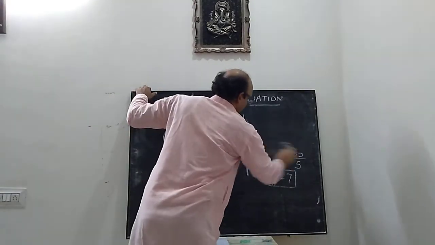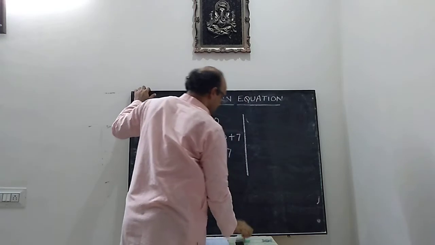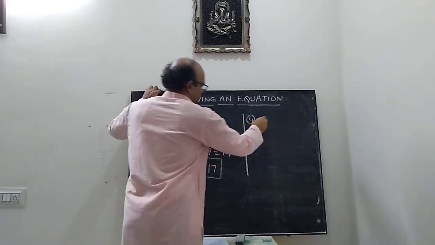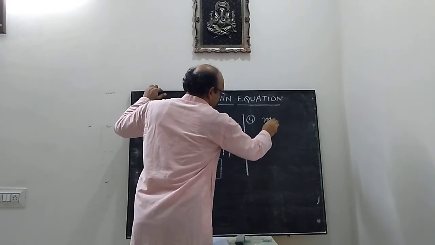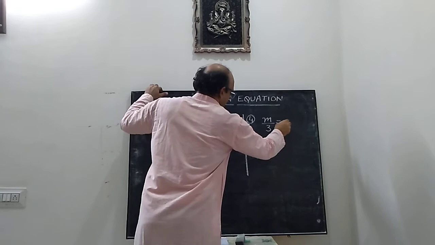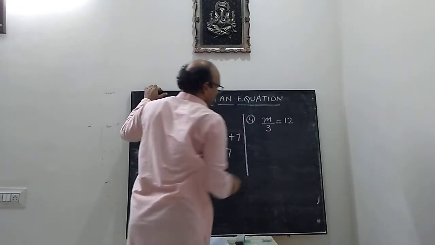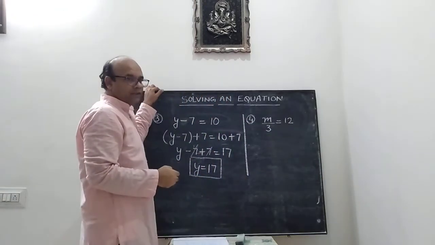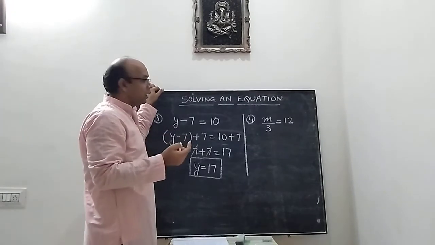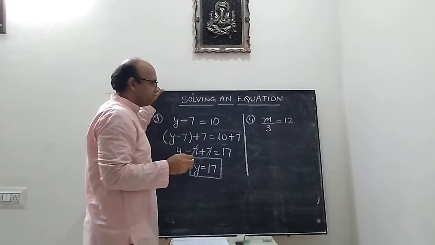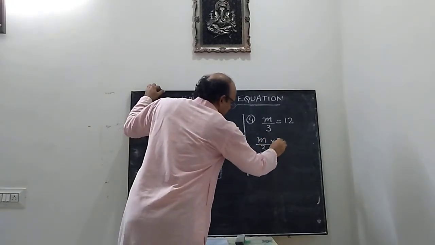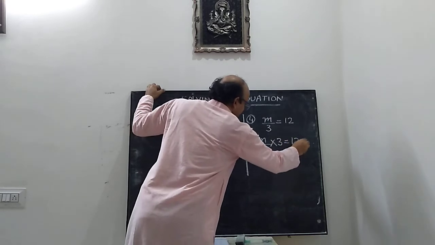Now we move on to the next one, the fourth one. If you take this as m divided by 3 is equal to 12, what is the inverse operation of 3? How to cancel out the effect of dividing by 3? We multiply by 3. So we are multiplying both sides by 3.